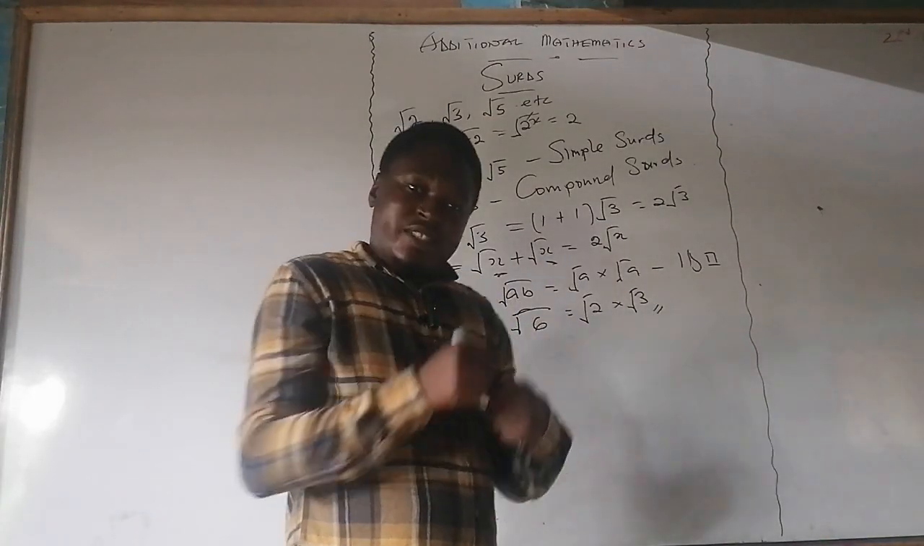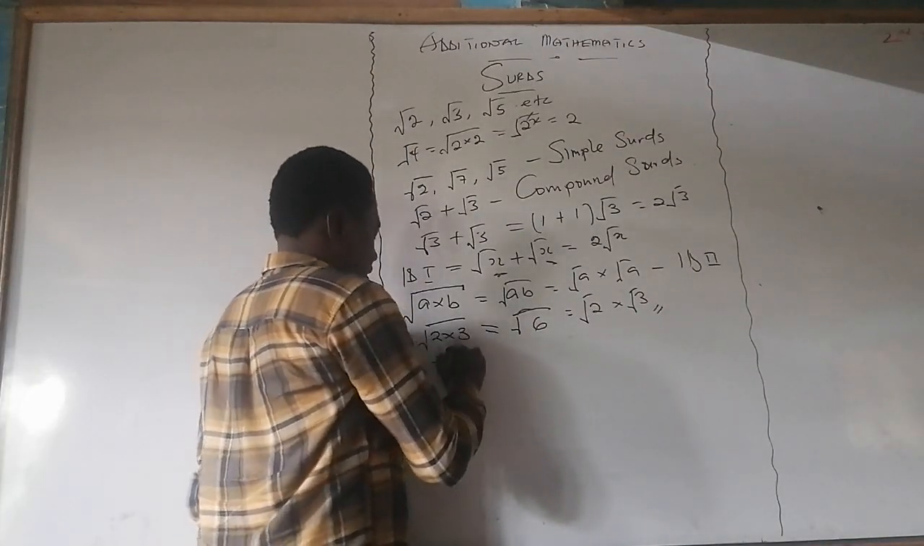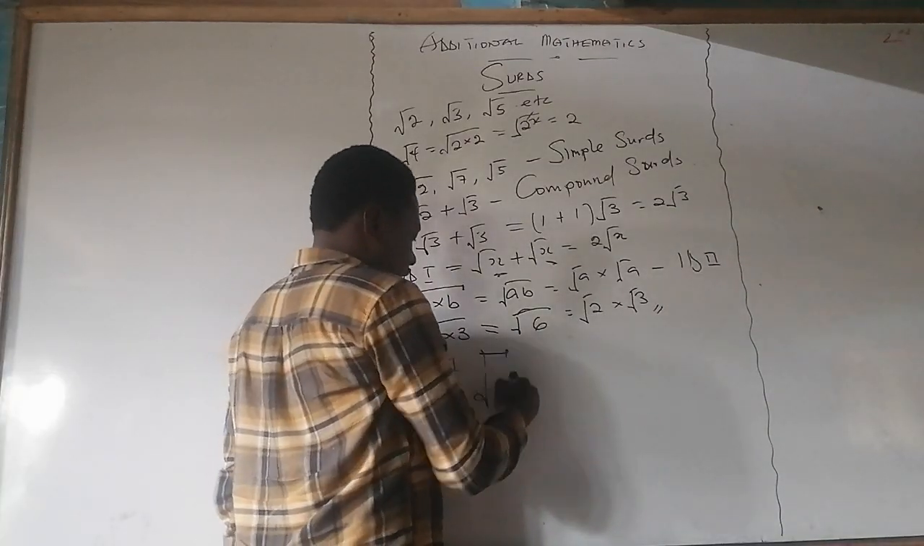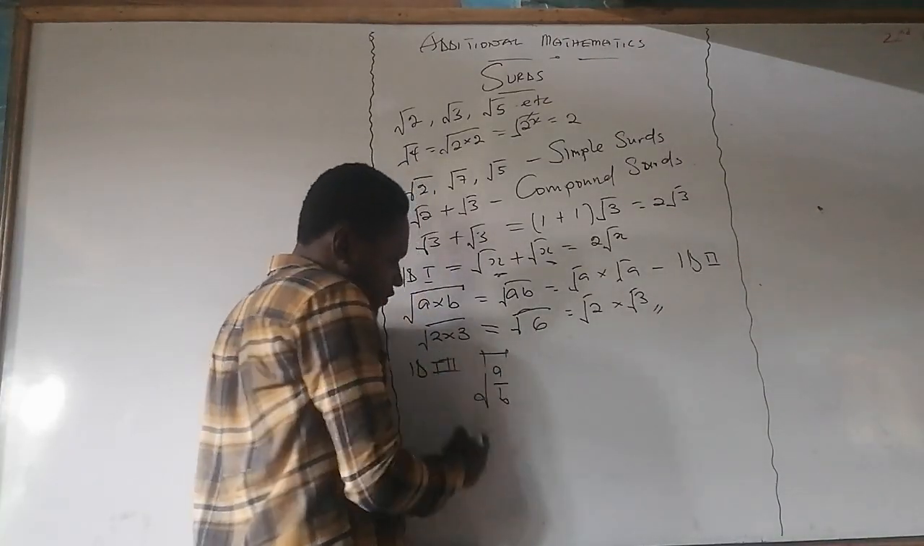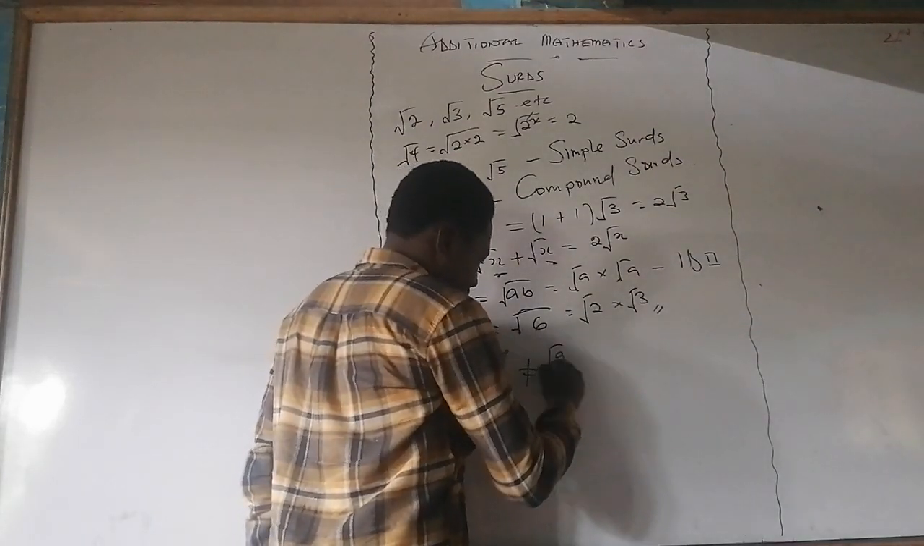All right, so ID3, what if you are dividing? Identity 3 says that if you are dividing and the square root is covering both sides, note that this is not equal to the square root of a over b.